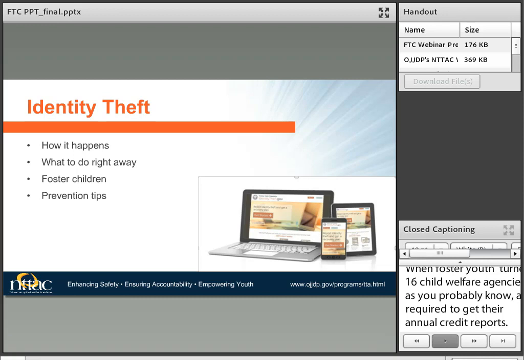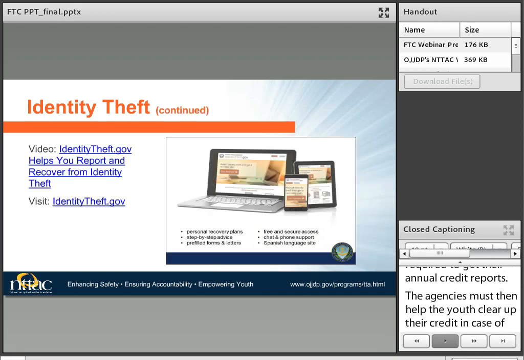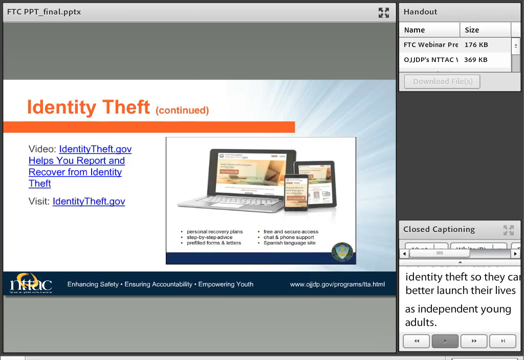We have a guide that we can provide. I think we even do on our education page. So the FTC worked with Child Focus and the Annie E. Casey Foundation to produce the free guide, Youth and Credit, Protecting the Credit of Youth in Foster Care.